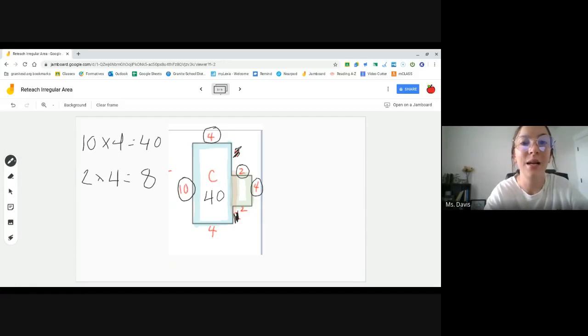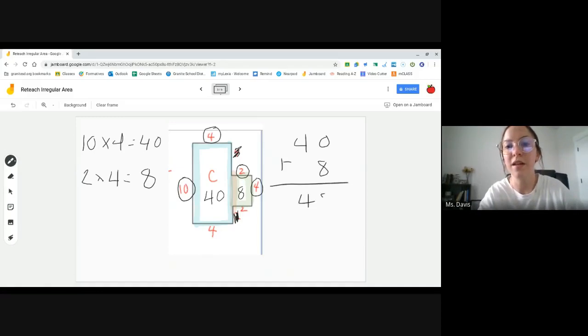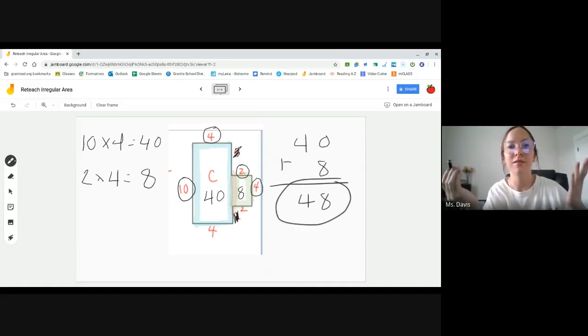And now I can add up the areas from the two rectangles. 40 plus 8 equals 48. And that's my area. And I'm done.